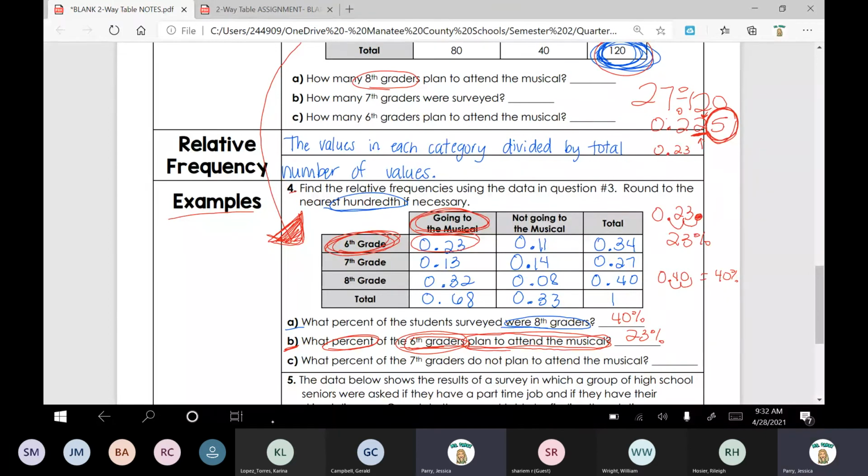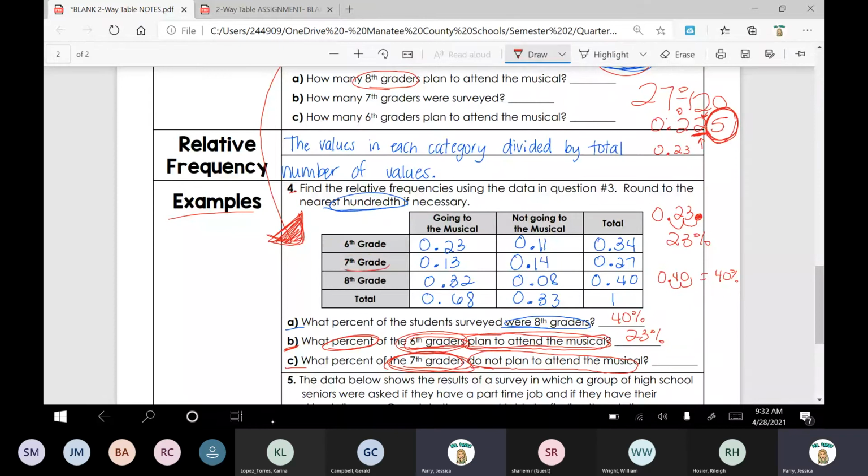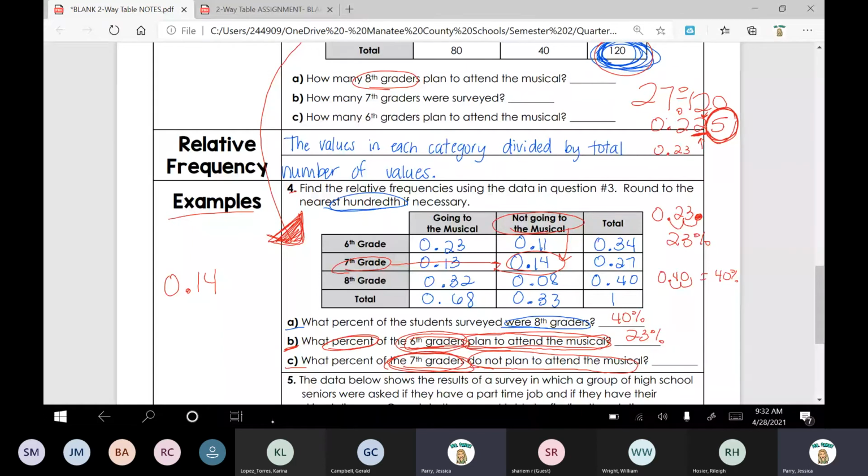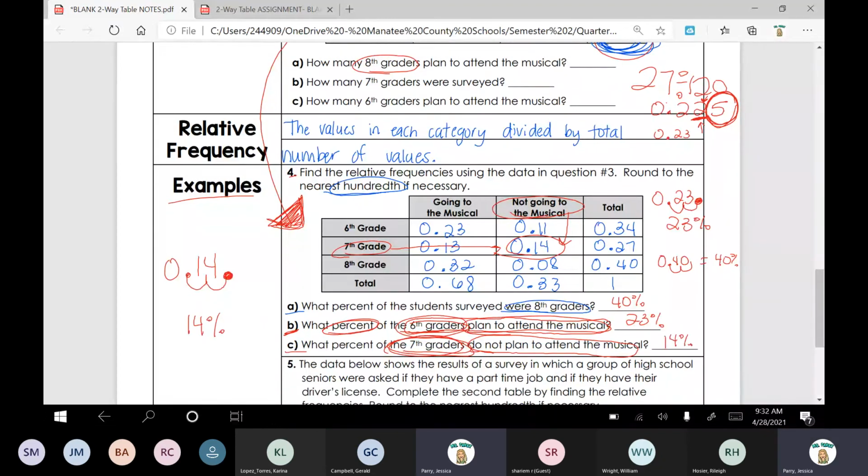And then our last question, C, what percent of the 7th graders do not plan to attend the musical? So we're looking at 7th grade and not going. So drag your finger across. So we get a 0.14. Scoot your decimal over to the right 2 times. 1, 2. So now it's 14%.